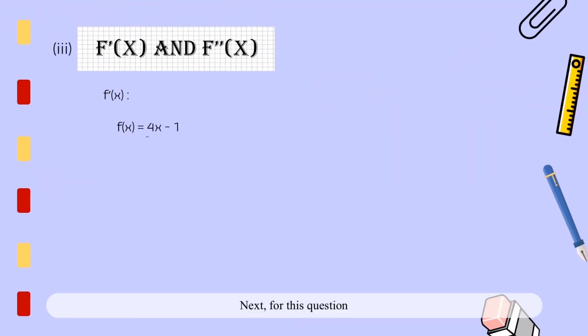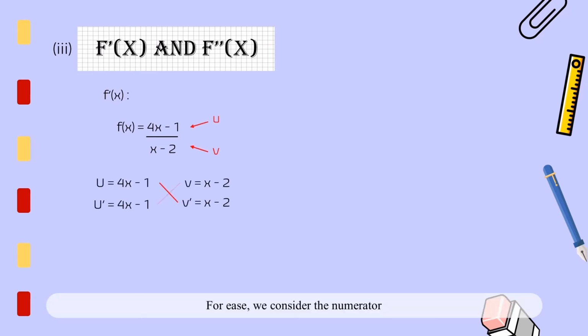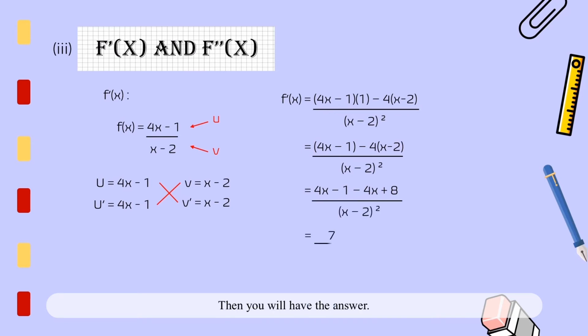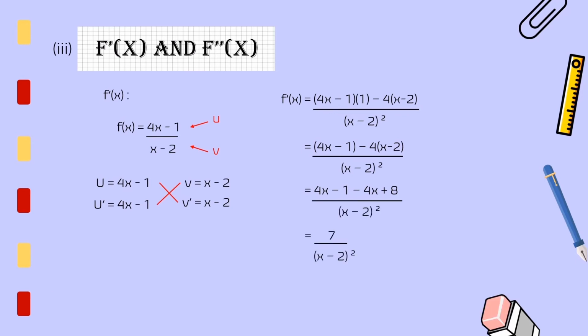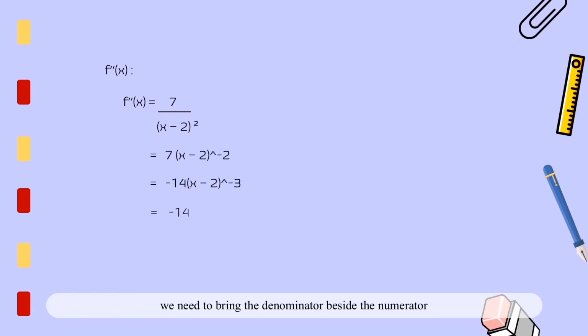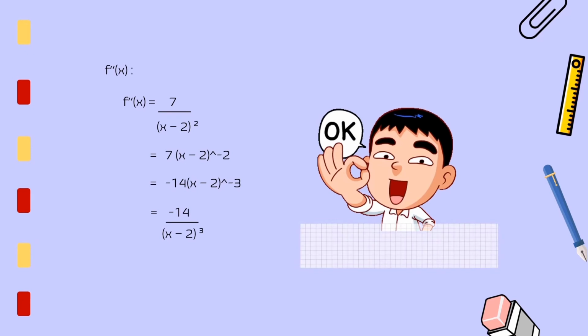Next, for this question, we need to differentiate using the quotient rule. For ease, we consider the numerator as u and the denominator as v. The rule is when we subtract the multiplication of u and v prime from u prime and v, and divide them by v squared, and you'll have the answer. The second derivative is when we differentiate the first derivative. For this, we need to bring the denominator beside the numerator and the power will change to negative, and then proceed with the differentiation process. Then you have the answer.